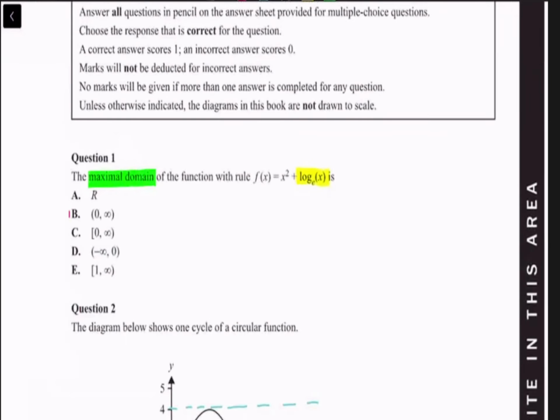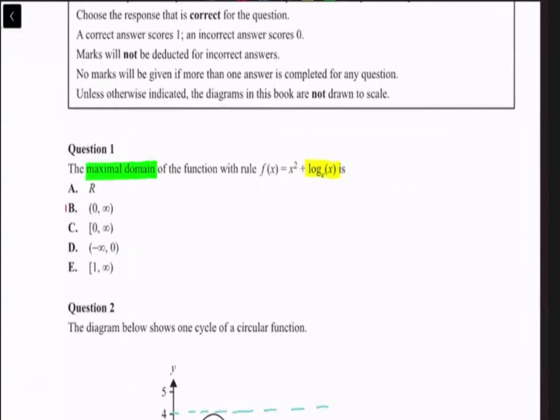So multiple choice, the first question. It's asking for a maximal domain. So we have to look for an issue in one of these functions. You can check the first function, which is a parabola, but we know parabolas have a domain of all real numbers, so it's not going to be this one.